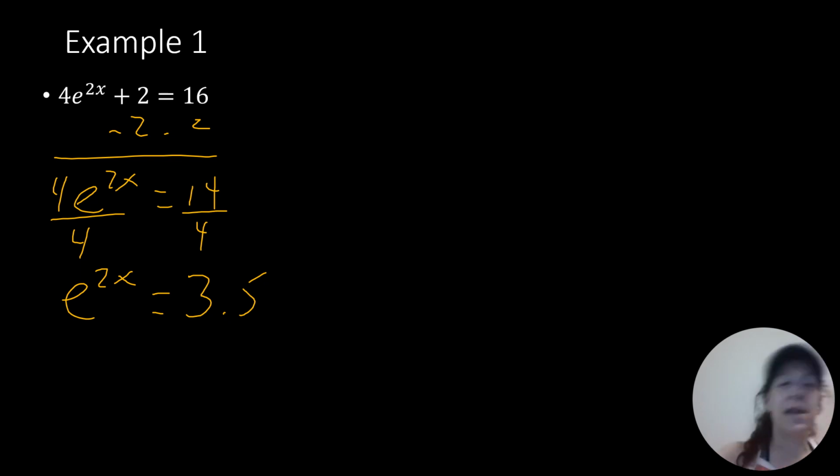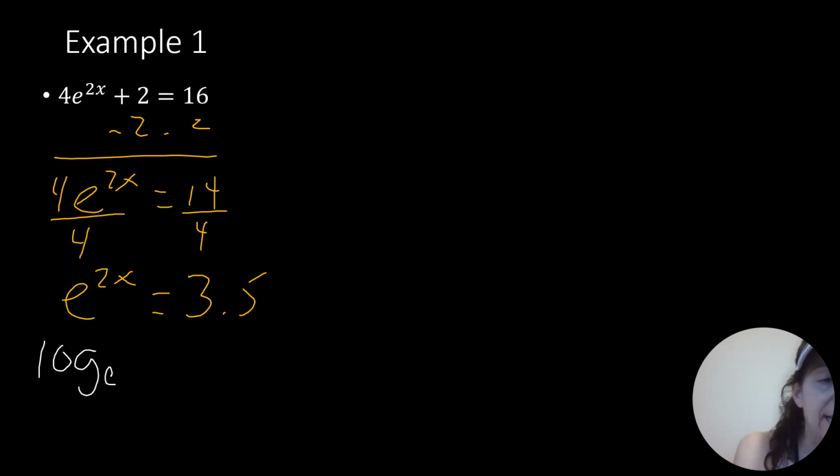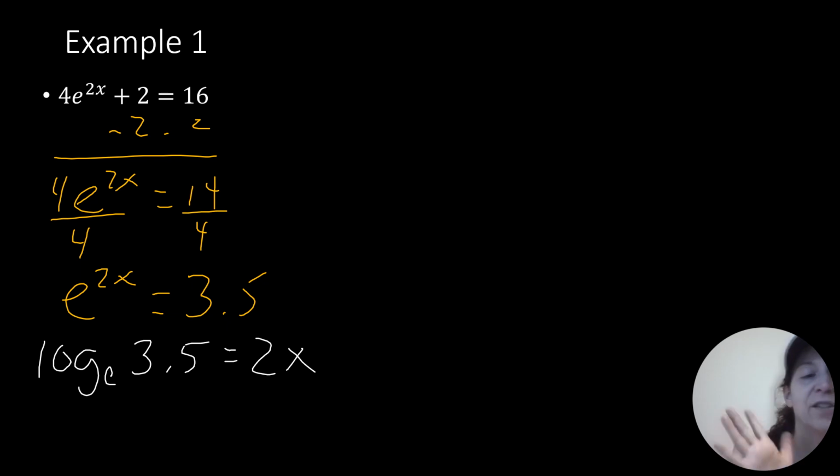Now, just like with the last lesson, the next step is we will change this over to a logarithm. And so in this case, it would be log base e of 3.5 equals 2x. Now, I did that in a different color because really, we don't want you to write that step. Here's what we want you to write. Log base e has its own symbol, and that is ln.